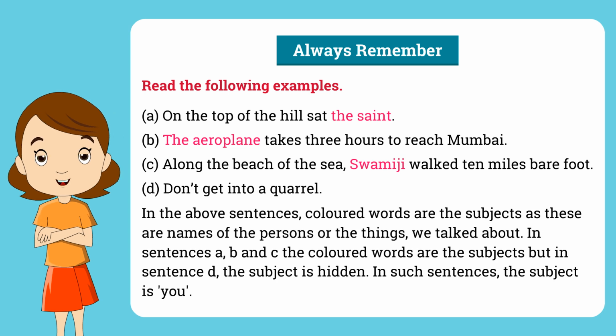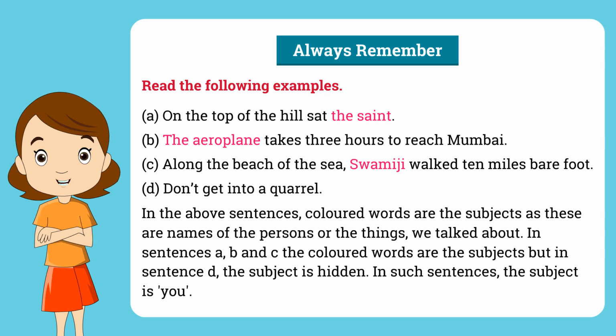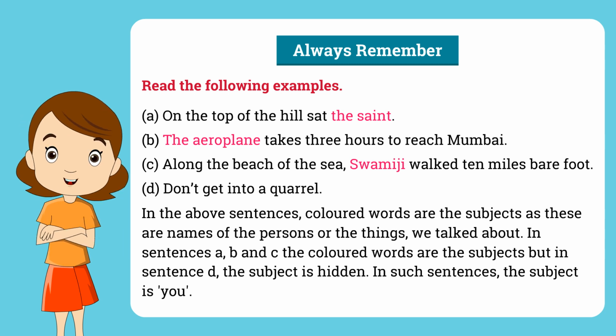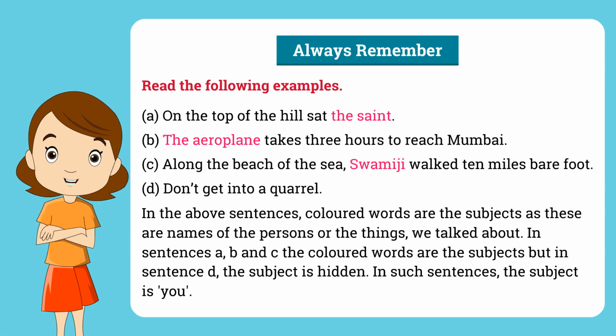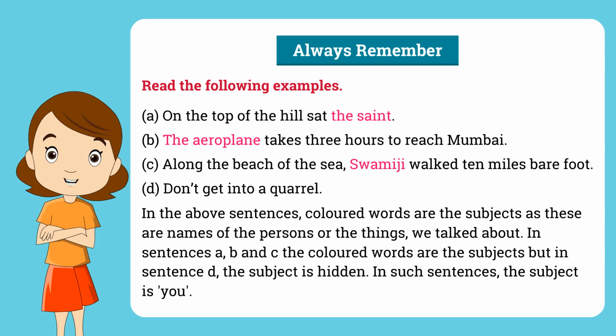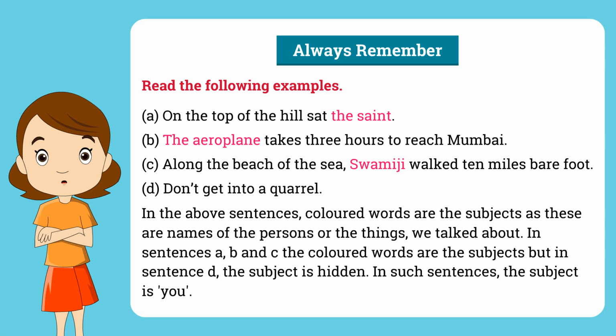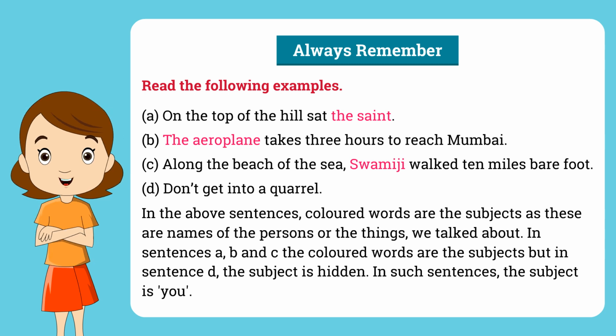In the above sentences, colored words are the subjects, as these are the names of the persons or the things we talked about. In sentences A, B, and C, the colored words are the subjects, but in sentence D, the subject is hidden. In such sentences, the subject is you.